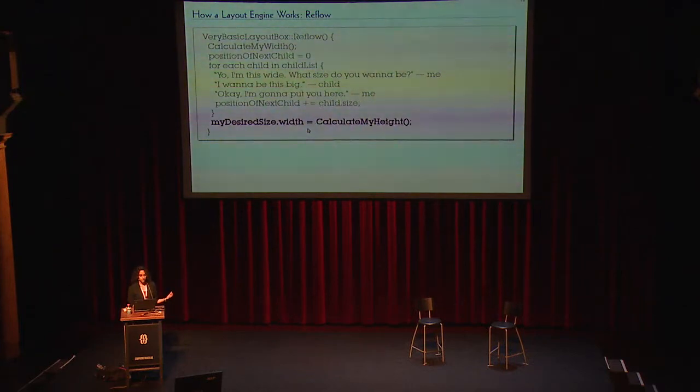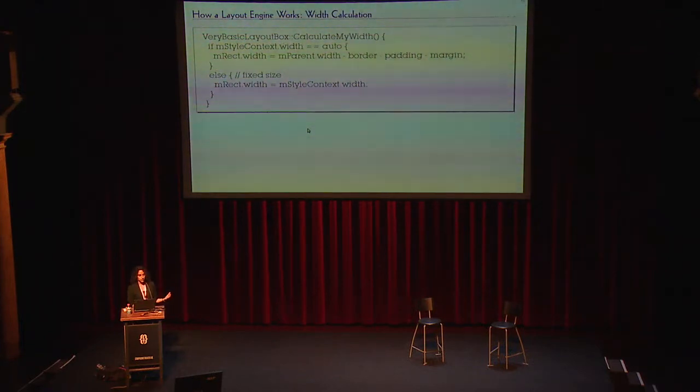For calculating the width, very basic ideas. If it's auto, we will find out our parent's width and subtract out our border, margin, and padding. And if it's a fixed size, we'll just assign that in. And so that's super basic in-flow block layout, CSS1, whatever.